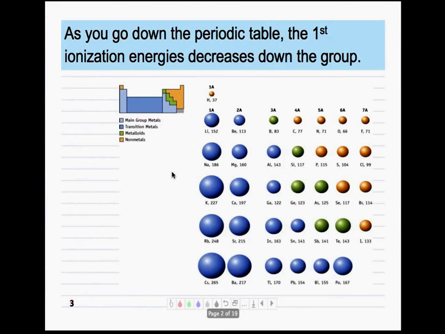Okay, so as we go down the group, the radius is increasing, right? As the radius increases, that means the electrons are far away from the nucleus, and it is easier to take an electron when it is far away from the nucleus. So as we go down the periodic table, the first ionization energy decreases as we go in the group. So it is exactly the opposite of the radius. So we said that the radius increases this way. The ionization energy will increase that way. It's much easier.